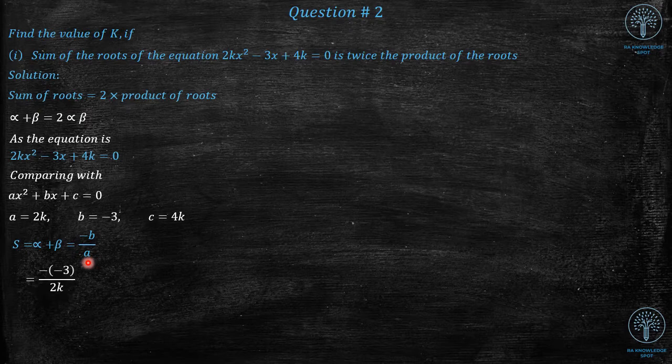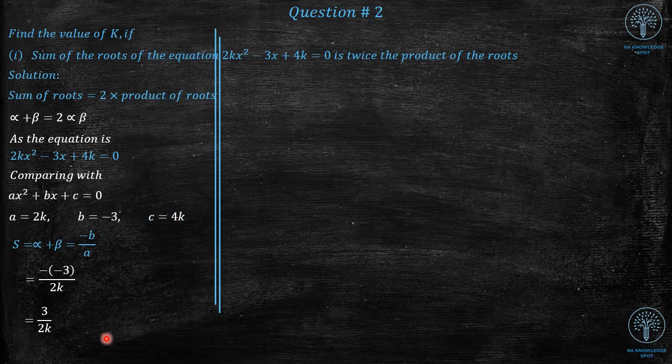Now equal is as it is, minus is as it is. Now what is the value of b? That is minus 3. And what is the value of a? That is 2k. Further simplification, minus minus plus, and 3 by 2k, because we can't cancel these two terms, so it will be as it is.